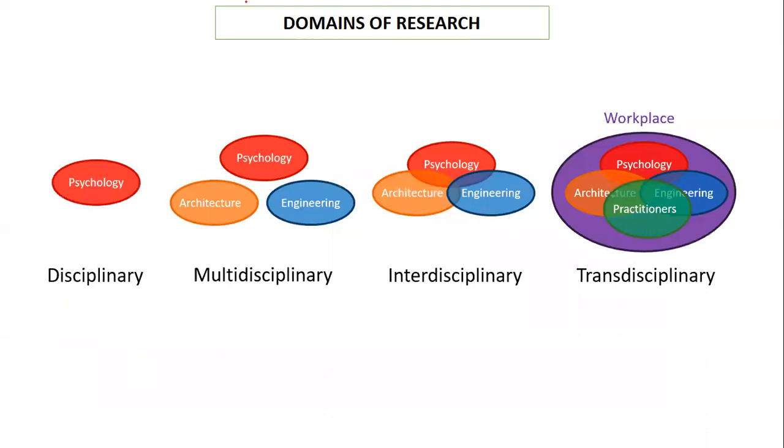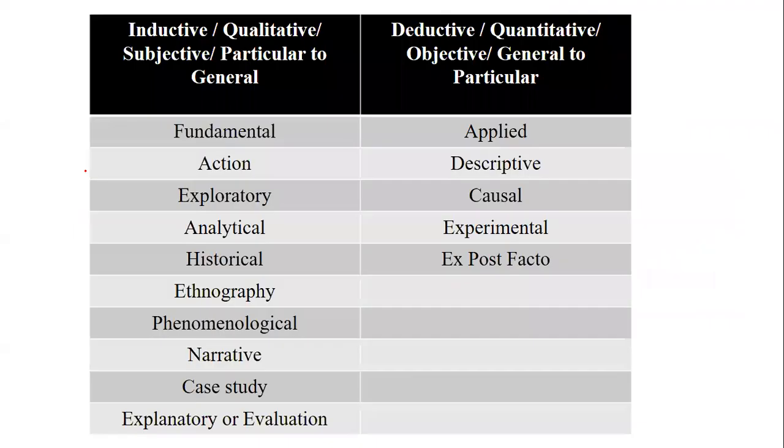Now let's see the domains of research. We have disciplinary, multidisciplinary, interdisciplinary, and transdisciplinary. Disciplinary belongs to one specific discipline. When I say multi, it takes into consideration multiple domains. When I say inter, it means interconnected, interdependent. And transdisciplinary brings various disciplines together in one particular place. Moving to the next one.